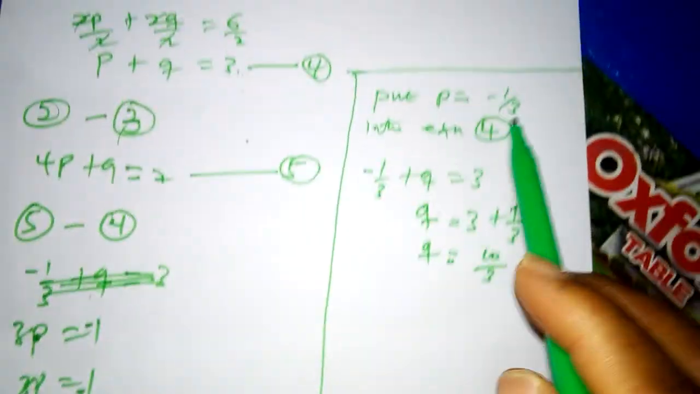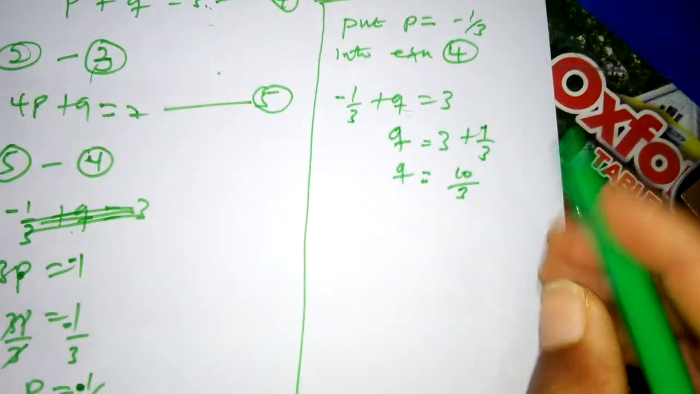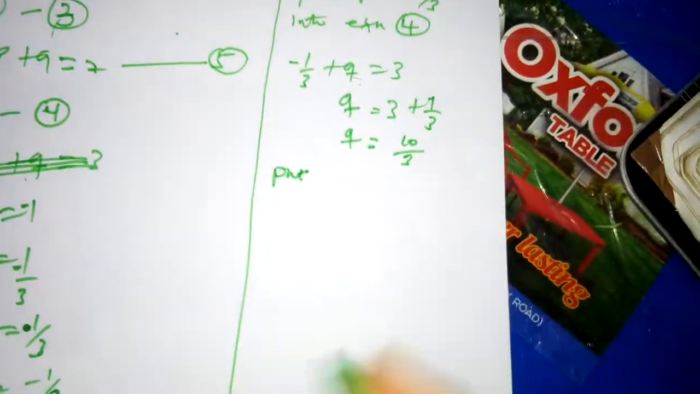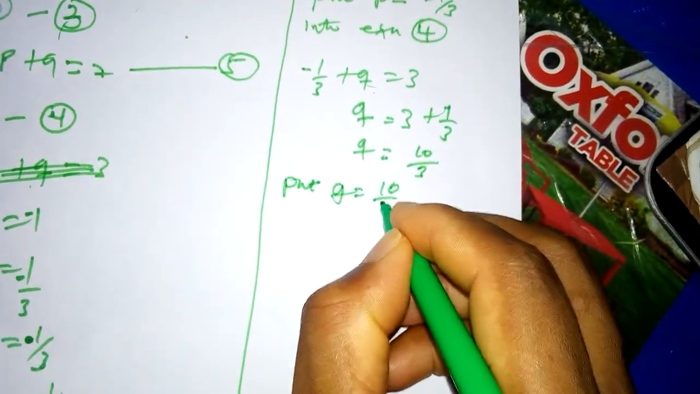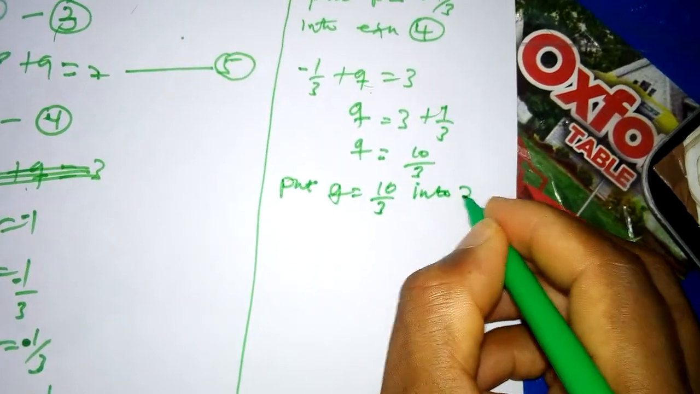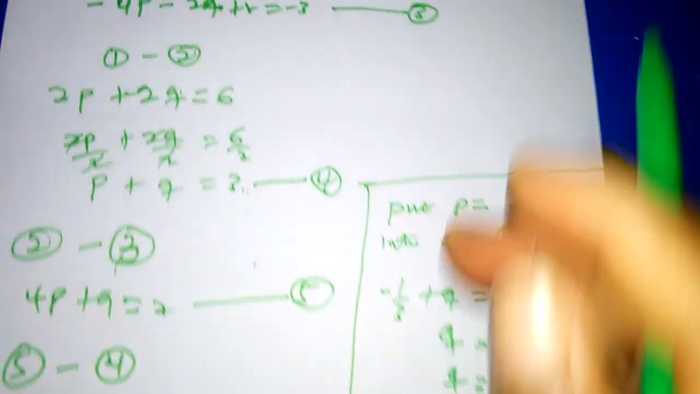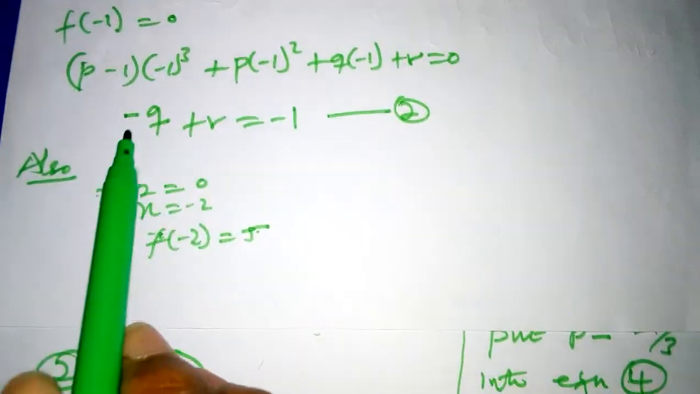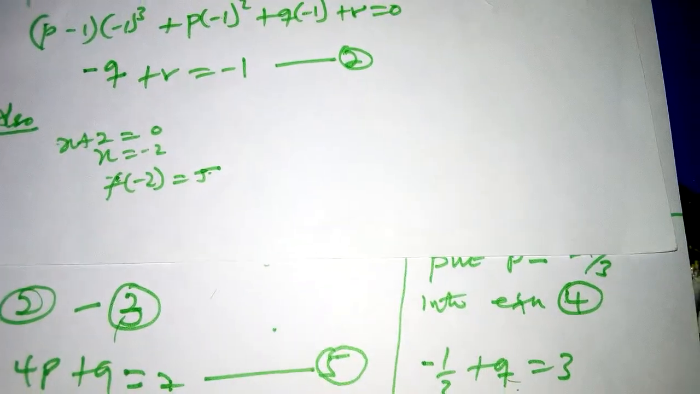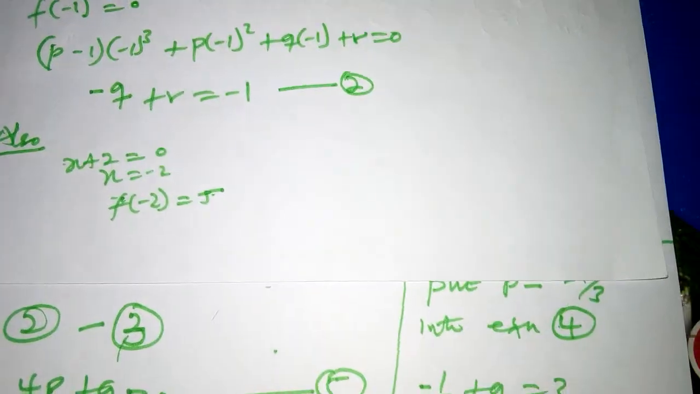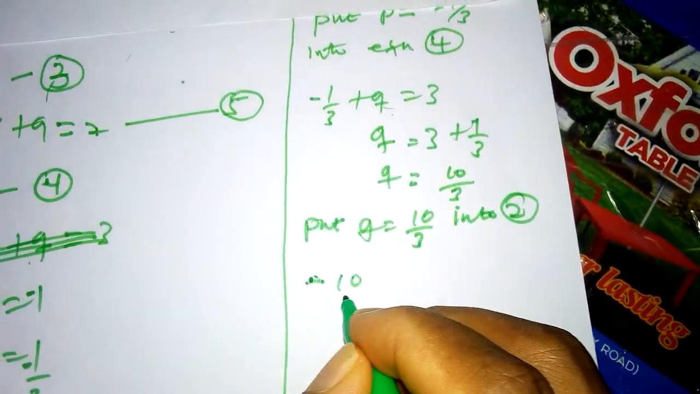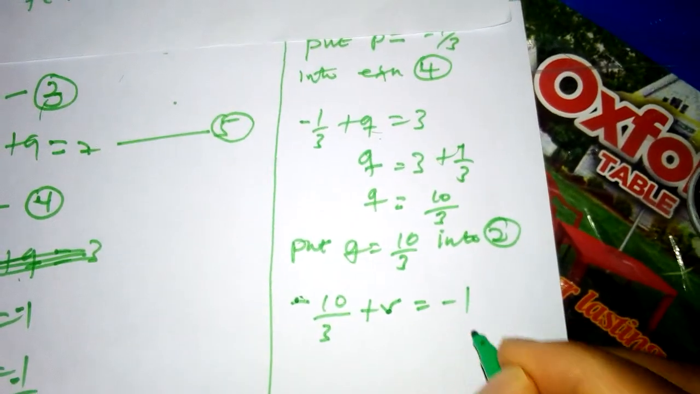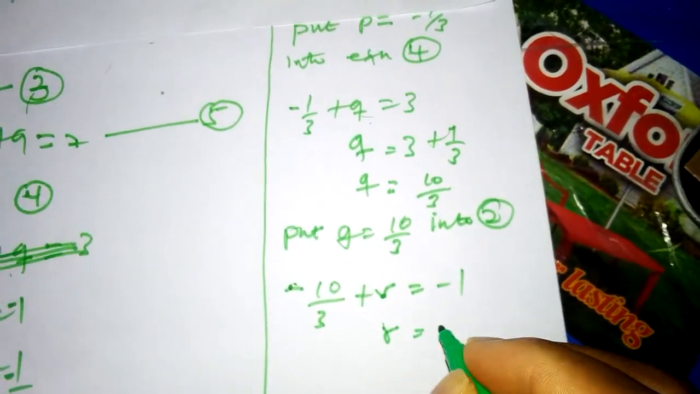Now that we have P and Q, let's put Q, which is equal to 10 over 3, into equation 2. So where's my equation 2? Far back on that sheet. Here it is. Then I'll get negative 10 over 3 plus R equals what? Negative 1.